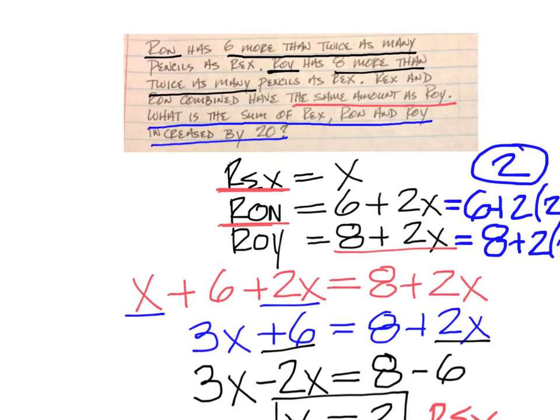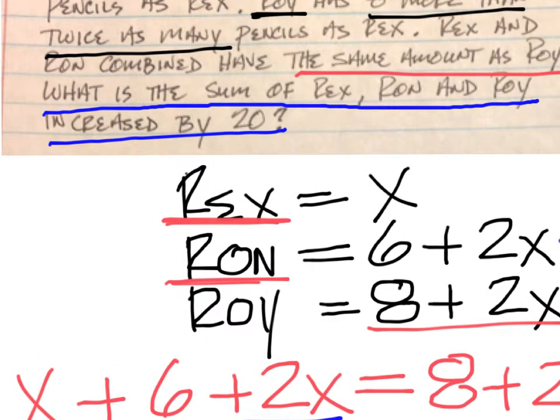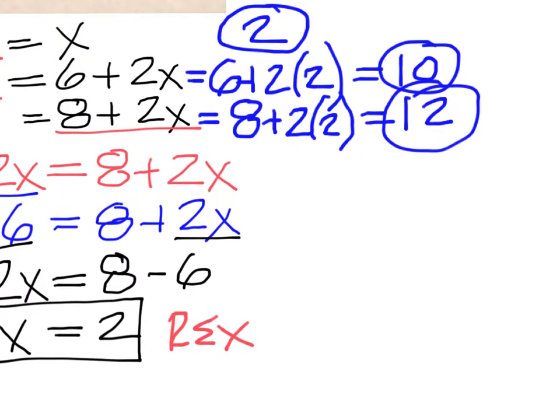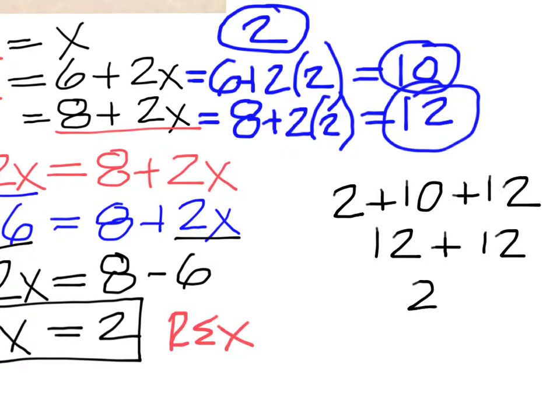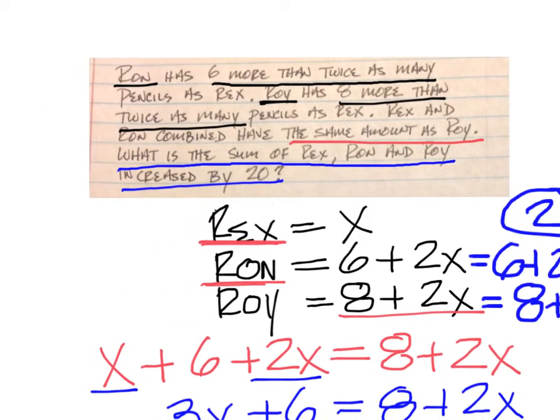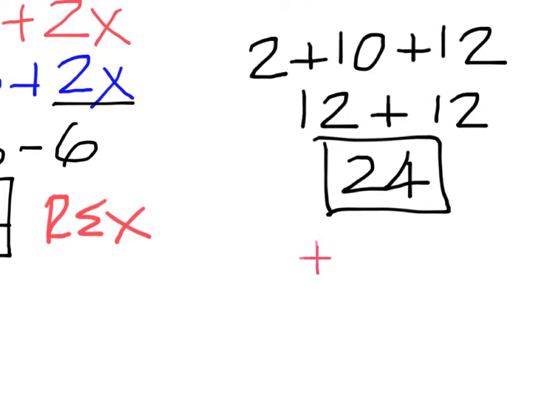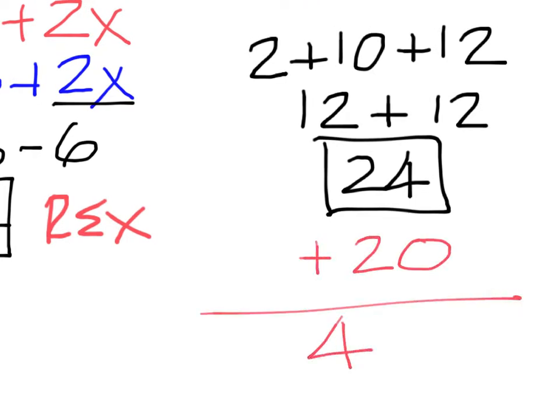Now remember what the problem said. What is the sum of Rex, Ron, and Roy increased by 20? So we have to find the sum of Rex, Ron, and Roy, which is 2 plus 10 plus 12. That's the same as 12 plus 12, which is 24. The problem, again, says, what is the sum of Rex, Ron, and Roy increased by 20? So we're going to have to add 20 to this to get your final answer of 44.